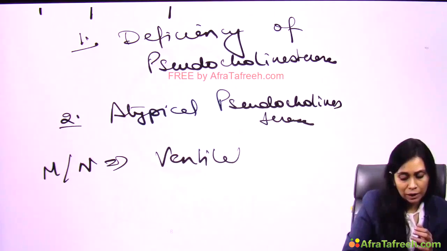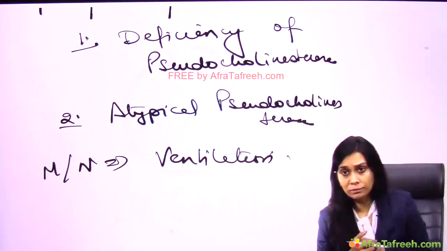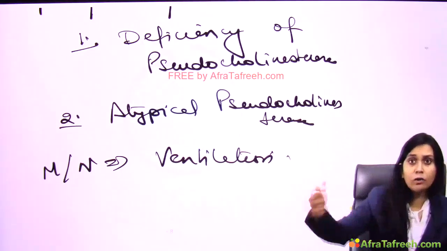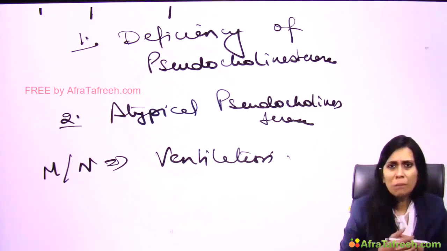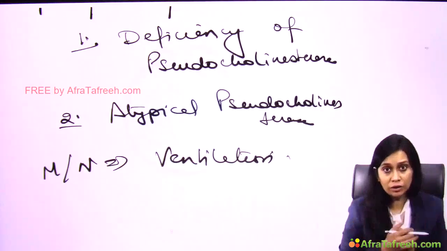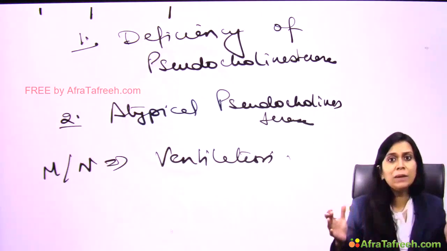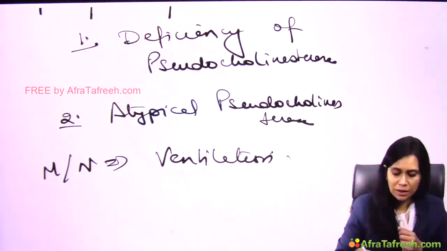If I try to give normal pseudocholinesterase from outside by giving fresh frozen plasma, or try to take away succinylcholine from plasma by doing a plasmapheresis, not much success I will achieve. Why? Because the drug is now no longer in plasma. It has reached the neuromuscular junction. As long as the patient cannot breathe, we ventilate from outside. So management is ventilation. So this is our succinylcholine apnea.